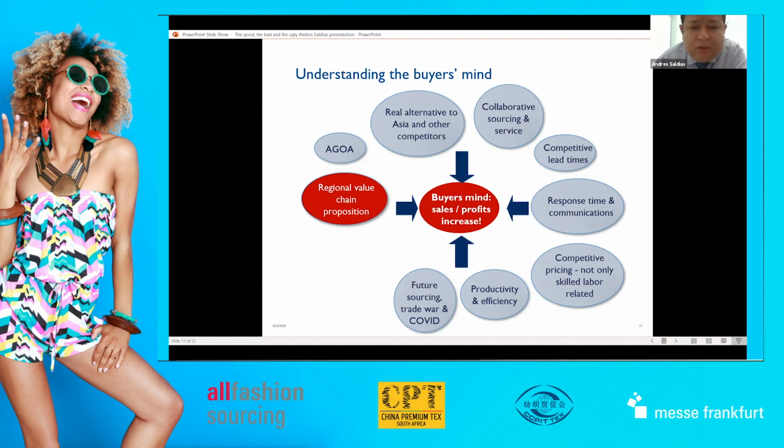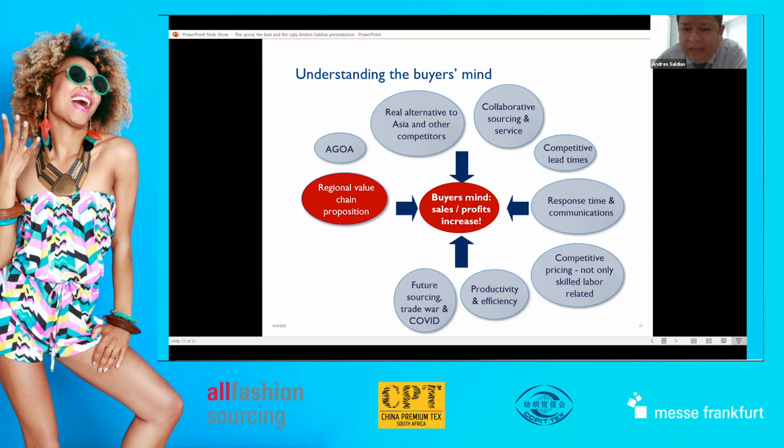All right, so AGOA is one factor that we present. We are a real alternative to Asia and other competitors for sure. Huge factor. A lot of factories in Africa all over. The concept of collaborative sourcing and service is extremely important, and we can provide that. Competitive lead times, quick response programs, response time and communication, effective communication, very important as mentioned.